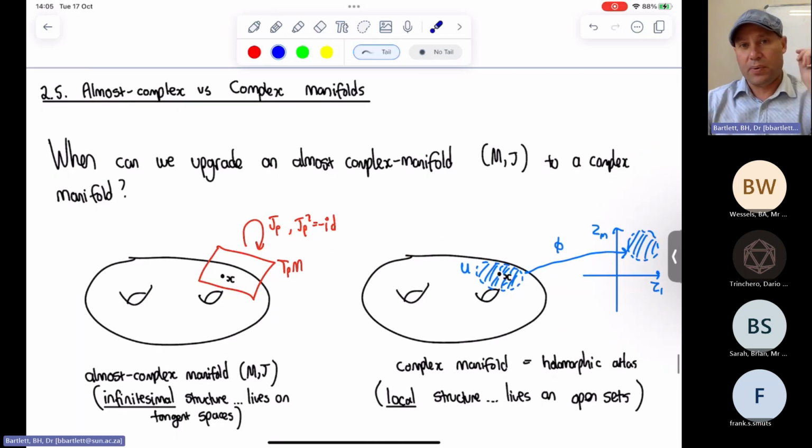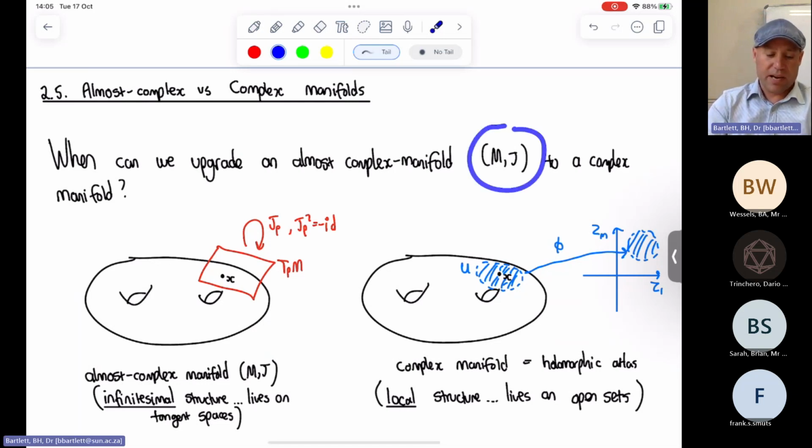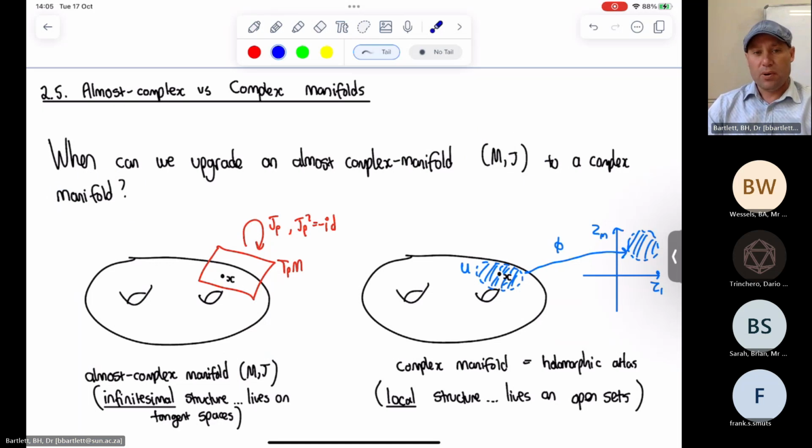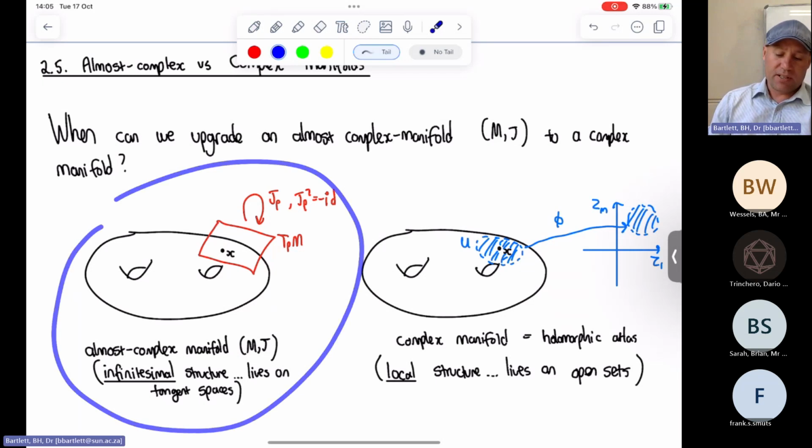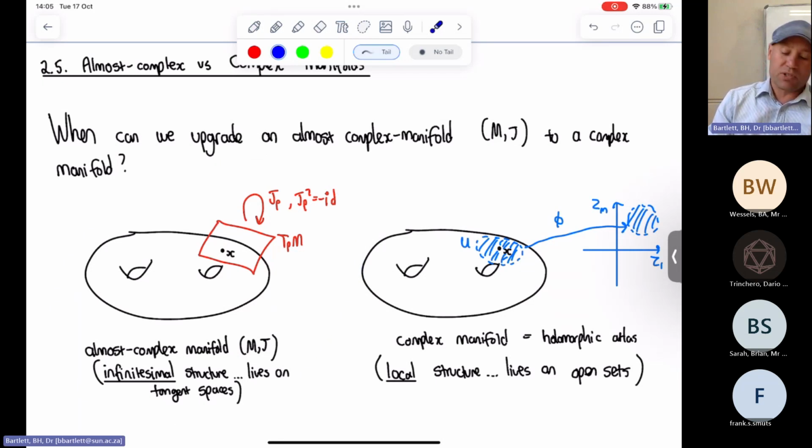Okay. So let's carry on now on this theme by comparing almost complex to complex manifolds. So the question that we want to answer now in this first hour is, when can we upgrade an almost complex manifold to an actual complex manifold? What do I mean by that? So just recall, an almost complex manifold is a smooth manifold equipped with some structure, namely on each tangent space, we have this operator which squares to minus the identity. And I want to point out this is an infinitesimal structure. In other words, it's a structure that's living on the tangent spaces of the manifold.